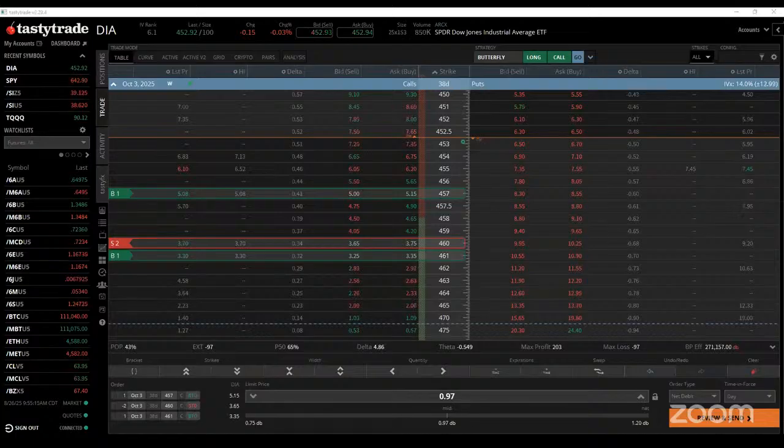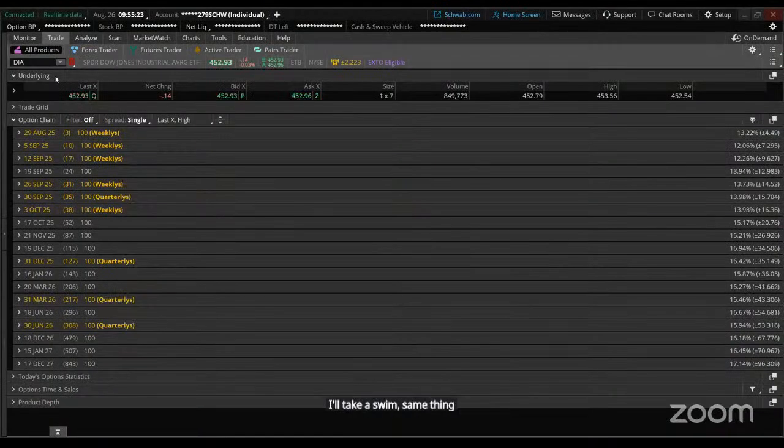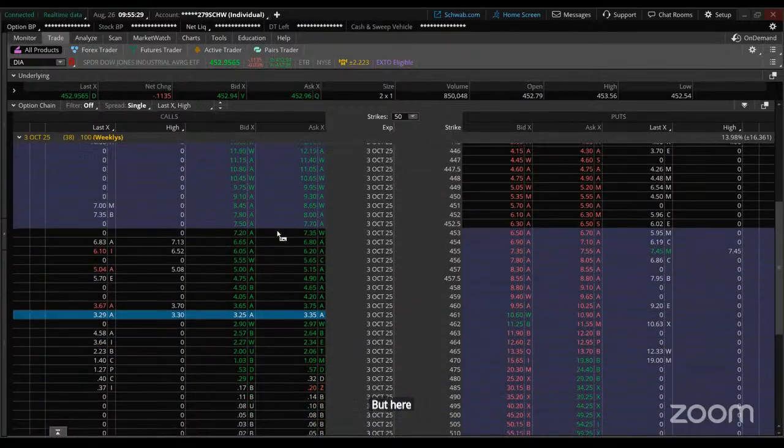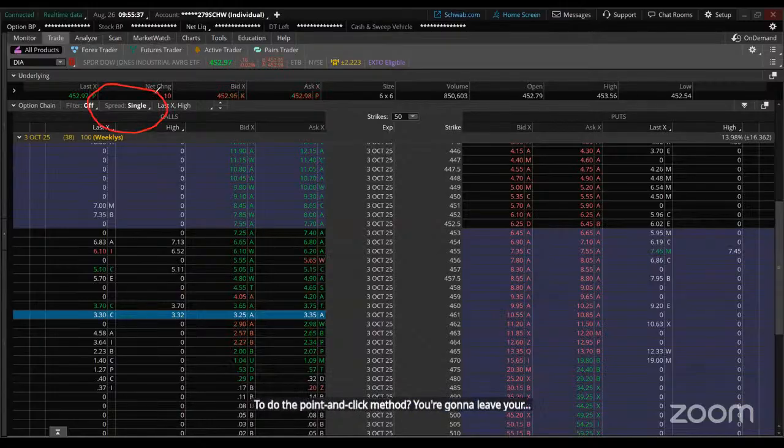Now, Thinkorswim, excuse me. Same thing, head to the trade tab, type in diamond, find October 3rd. But here, a little bit easier to do the point and click method. You're going to leave your spread on single. Much preferred to leave your spread on single.